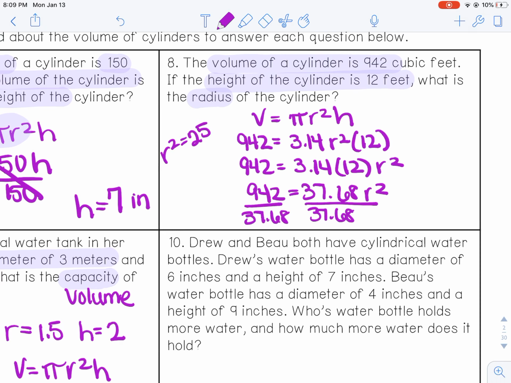Okay. The question asks, what is the radius of the cylinder? We do not have radius. We have radius squared. So I need to find radius. And the opposite of squaring something is to square root, not divide, square root. That is going to give us 5. So the radius is 5.